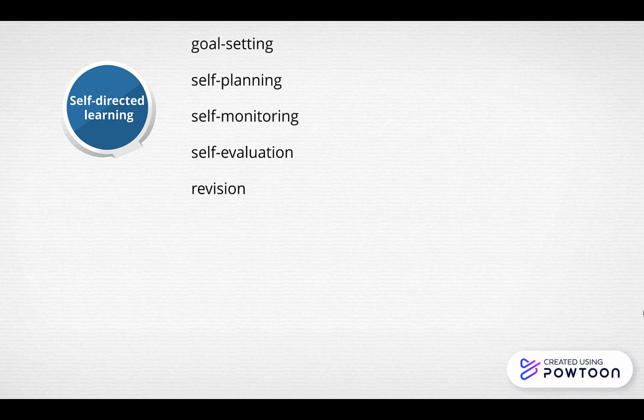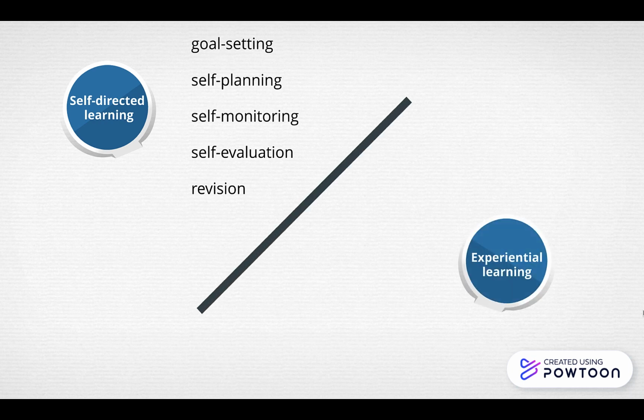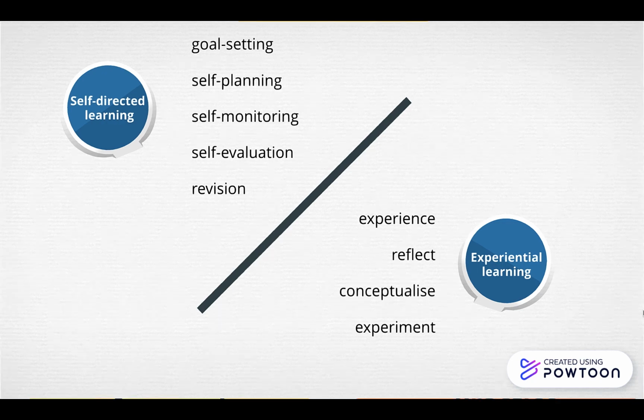For example, a popular self-directed learning pedagogical approach may comprise 5 focal stages: goal setting, self-planning, self-monitoring, self-evaluation, and revision. Another pedagogical approach, the experiential learning cycle, consists of 4 steps: experience, reflect, conceptualize, and experiment. These stages describe the sequence of focal cognitive and/or metacognitive attention of the learner that are necessary for achieving the intended learning outcomes based on the underpinning theory of how people learn, or the pedagogical philosophy.